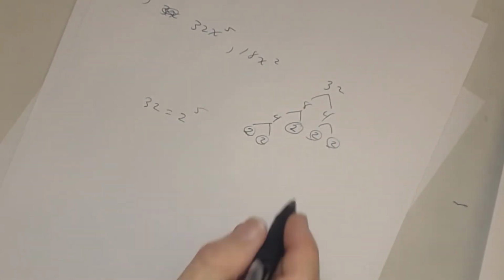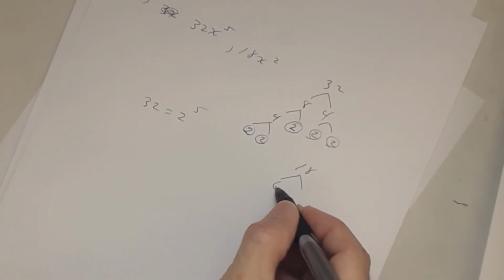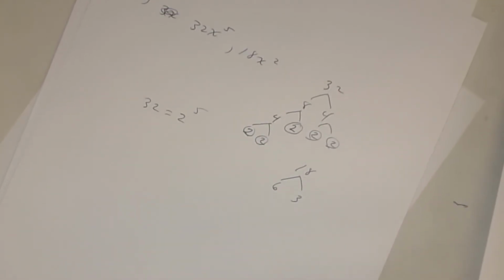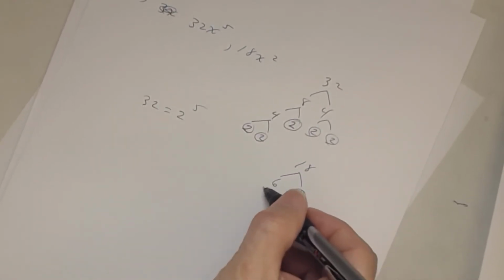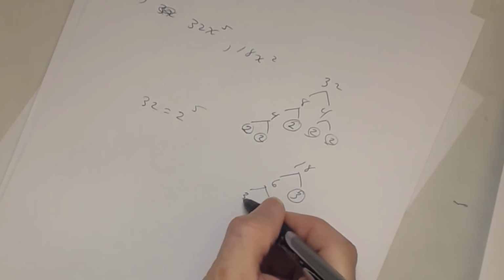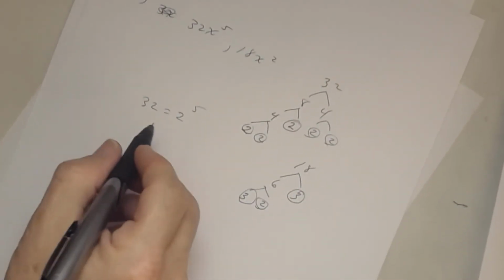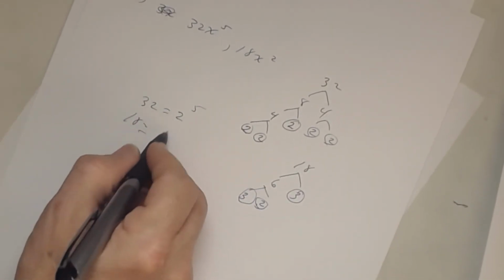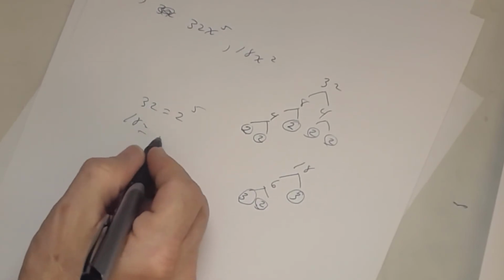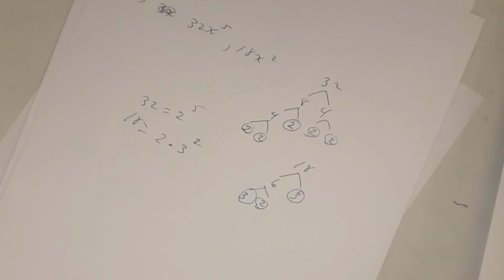Let's do 18. Give me two numbers whose product is 18. 6 times 3, 9 times 2, it does not matter. 3 is prime, so I'm done with this branch. 6 is not, so that's 3 times 2. I'm done. So 18 is 2 times 3 squared. Now let's talk about GCF.